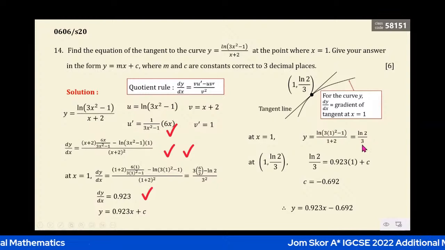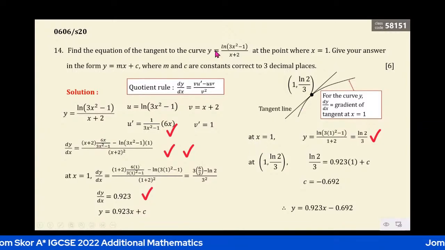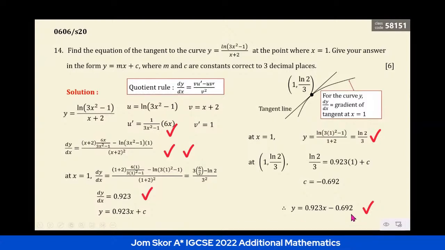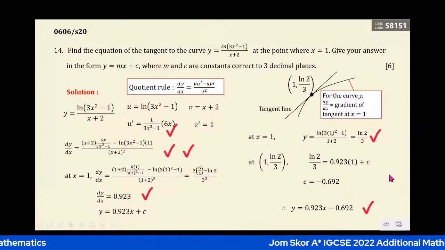The fifth mark is here. Okay, you find y by substituting x into the curve. So you get y, then you substitute the value, calculate c, then your answer. This is the final answer. Okay, so this is the 6 marks that will be given. Okay, all right.